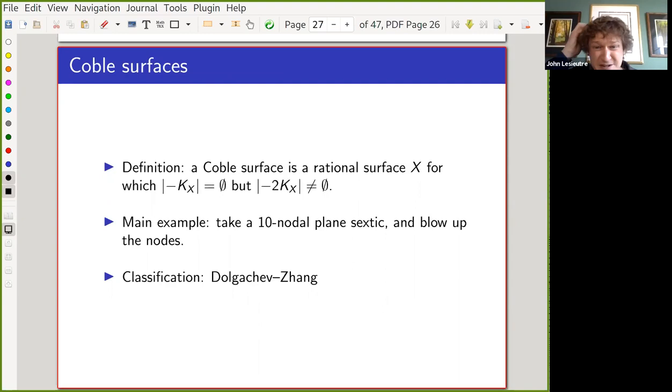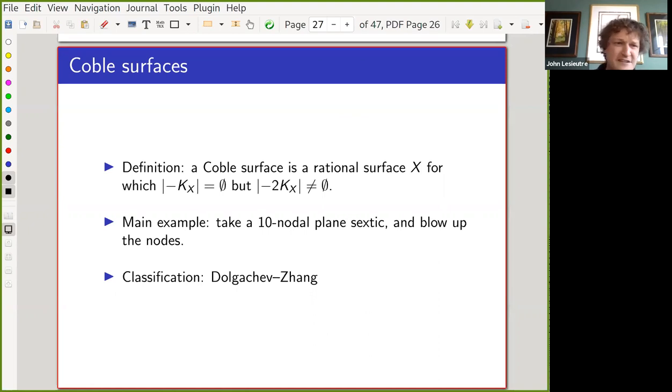And just to introduce the terminology, a Coble surface is a rational surface X where the anti-canonical class is empty, but minus 2 times the anti-canonical class is not empty. A very typical example of a Coble surface is if you take a plane sextic with 10 nodes and you blow up the nodes, then the strict transform of the sextic on the blow up belongs to the 2 anti-canonical class. The example we just saw had a slightly different flavor, but it's really the same thing. If you take a cubic and you blow up 4 points, if there's a quadric surface that's tangent to the cubic at all 4 points, then the blow up is a Coble surface.